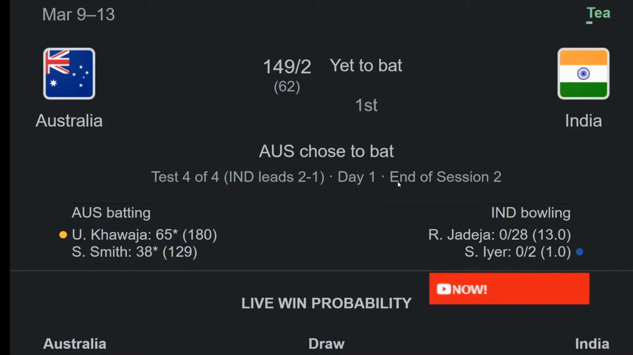Smith scored 38 runs. Captain Smith scored 37, 25, 0, 9, 26, and now 38. So he's not consistent enough as a batsman. He has not done well in this series. In the first match of this first test he scored 37. After that, this is the highest run of this series by Smith, 38 not out.